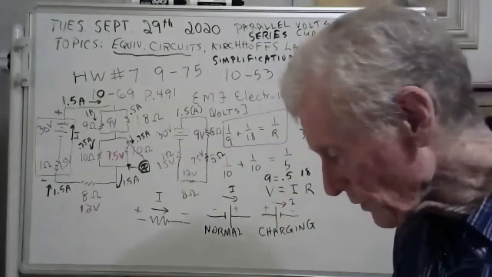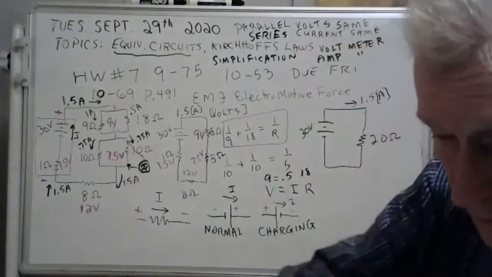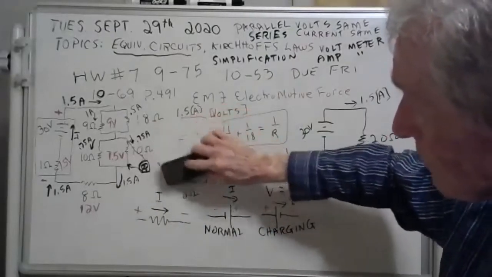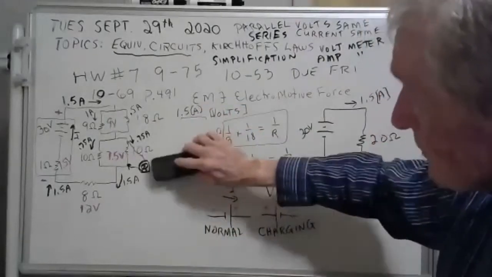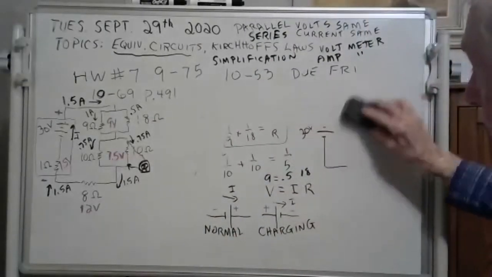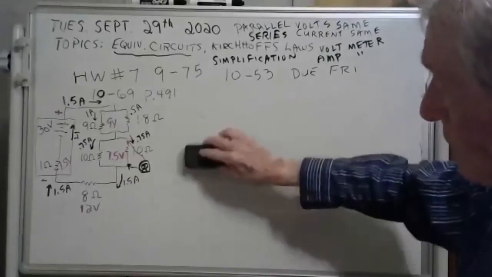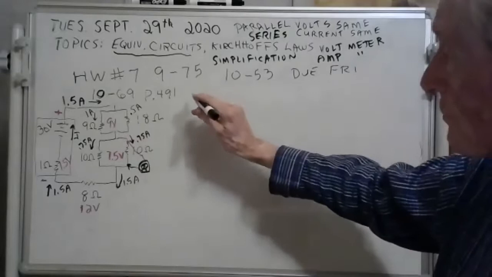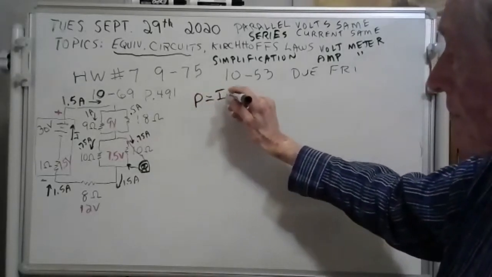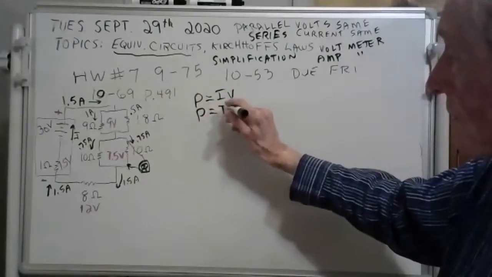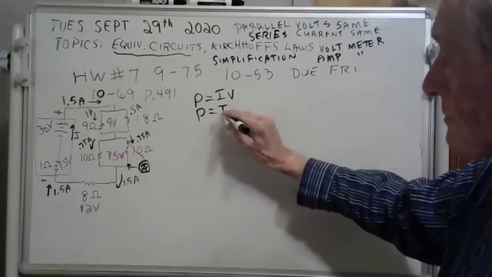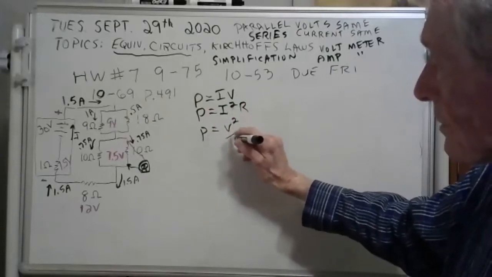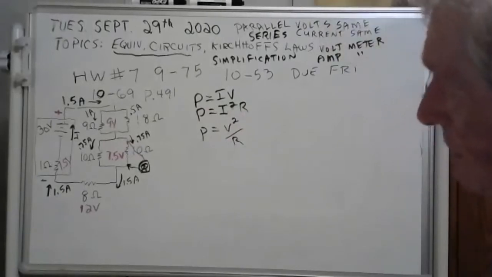Let's do the powers before I peek at the answers there. I just need a little room. Now, you know how we were able to do this. We used simplification. I'm just going to erase all that. We don't need it anymore, but we needed it to solve. But now we're going to find the powers. Now there's 3 equations to find power. You can go IV, or you can go I squared R, or you can go V squared over R. They all give you the same thing.